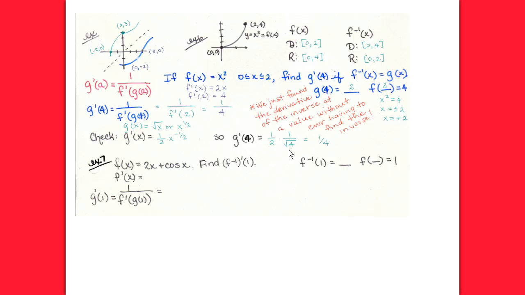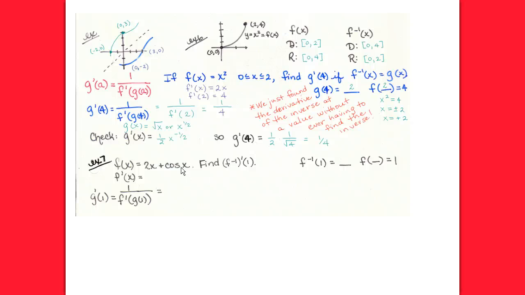I get down to example number 7, and I've got f of x is equal to 2x plus cosine x, and they want me to find the derivative of the inverse at 1. I don't even want to find the inverse of this thing. Because look, if I've got y is equal to 2x plus cosine x, if I try switching x and y, then that's going to be x is equal to 2y plus cosine y. How are you going to get y by itself? You're going to have to do inverse cosine, and then you've still got another y to have to deal with.